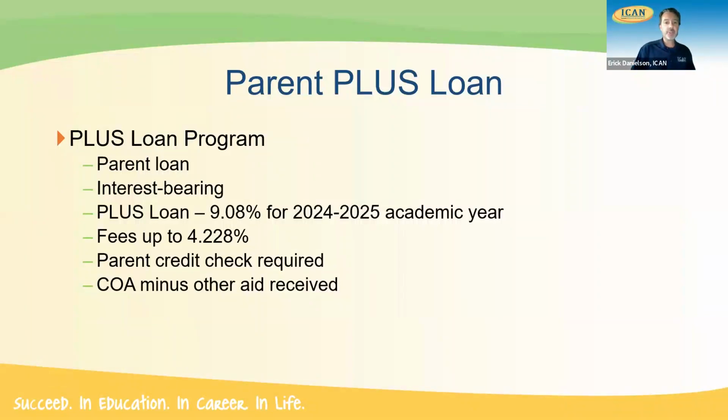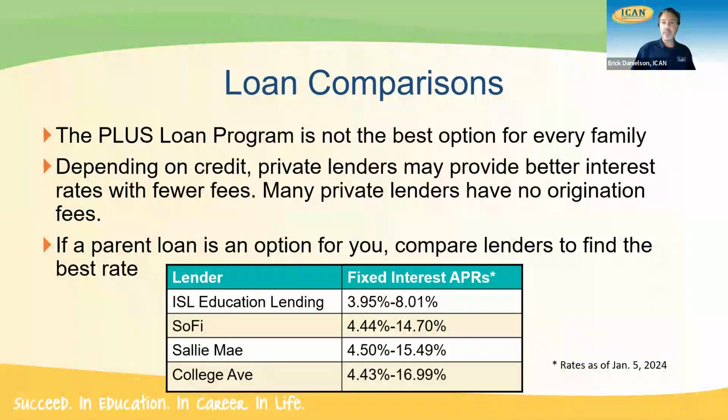Now, looking at that interest rate and the fees, right now the PLUS loan is probably not an option for many families. I can't say that a private loan is going to be the best option for every family, but chances are 80 to 85% of families could get a better interest rate and have no origination fees. Most private lenders don't withhold any origination fees, so whatever you borrow, you're going to get that full amount. This just gives some idea about where what we call gap funding can be borrowed from, including from ISL Education Lending.